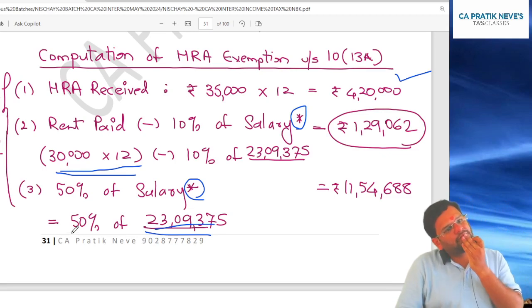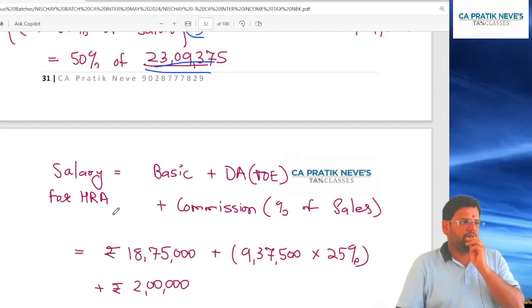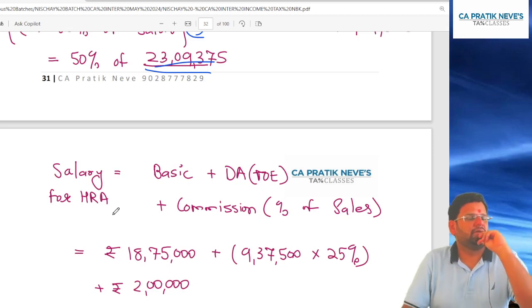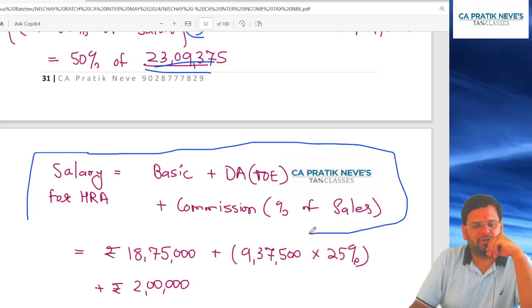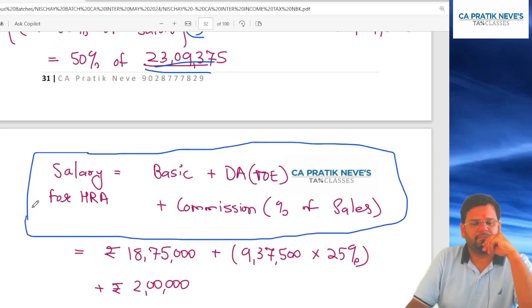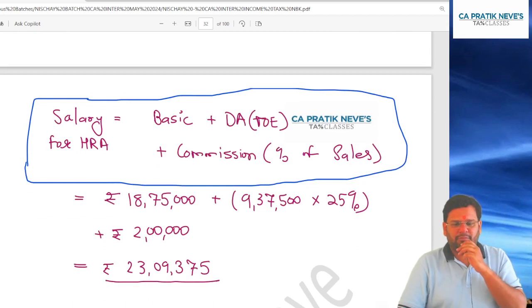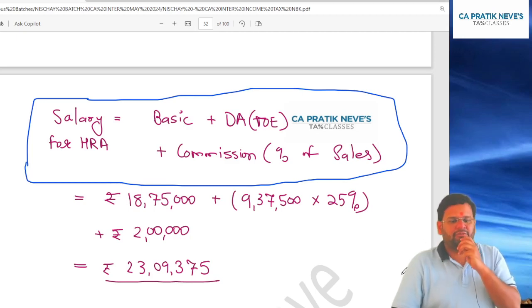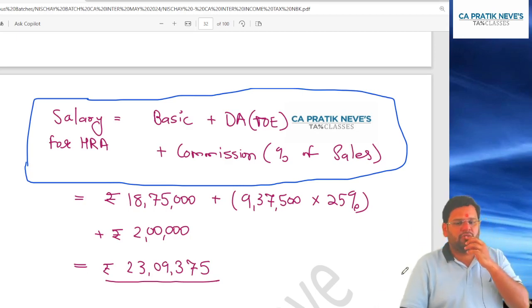50% of dash. Go to next line. Salary is equal to basic plus DA (terms of employment) plus commission (percentage of sales). Please write the definition of salary. Basic plus DA terms of employment plus commission percentage of sales. Did you all write salary for the purpose of HRA?